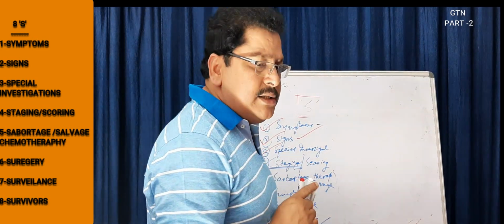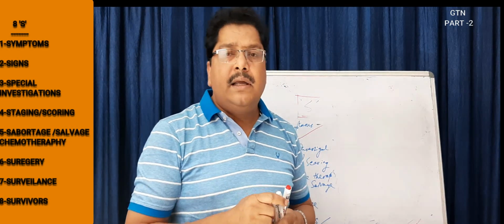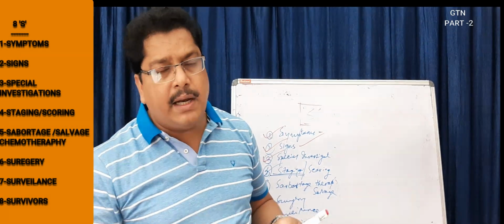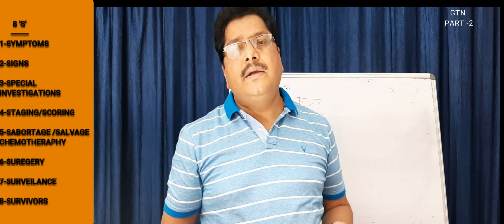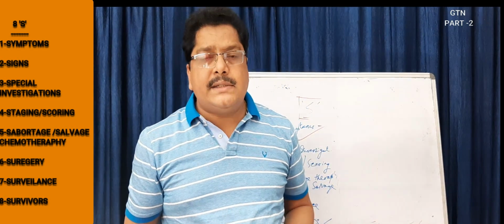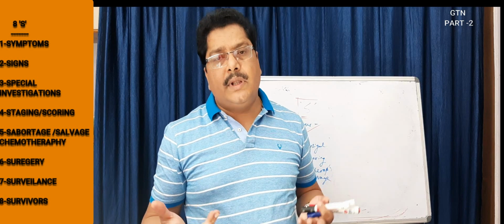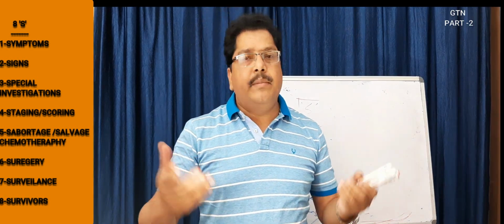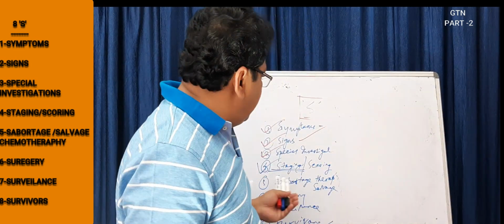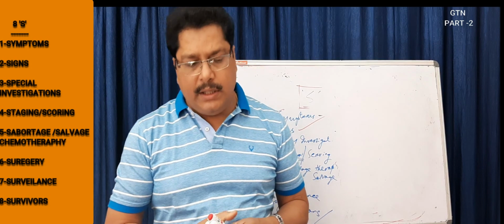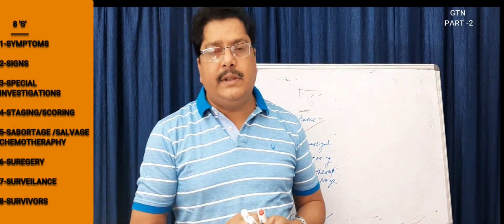Staging in GTN is not given much importance. As for the criteria, if it is confined to the uterus, it is stage 1, confined to the pelvis, stage 2, metastasis to the lungs is stage 3, and metastasis to the brain and other sites is stage 4. So that is the staging, but the staging doesn't help in any planning of the therapy.